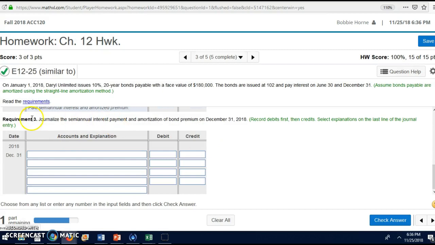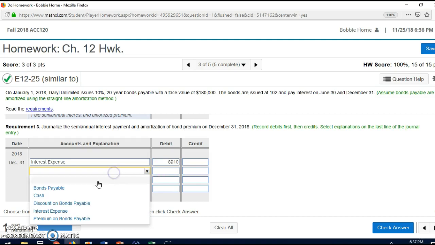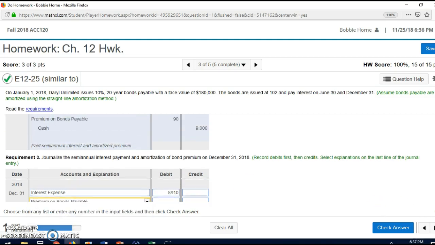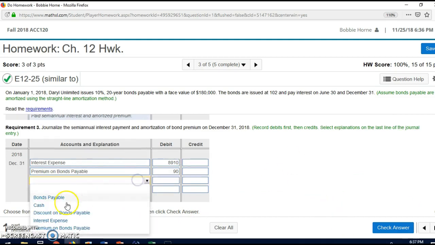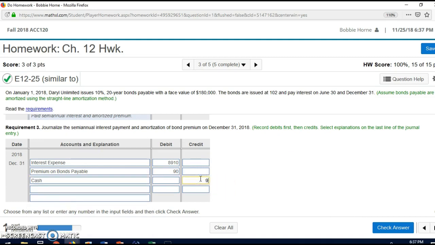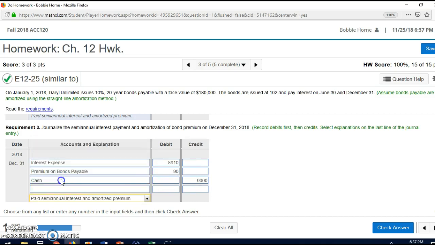Now, to journalize the semi-annual interest payment again, it's going to be exactly the same thing. Interest expense, when you use straight line, your entries are going to be the same every time. That's the benefit of using straight line. Just like in depreciation, when we do straight line, it's the exact same amount every single time. And then this is to pay your interest and amortize the premium.